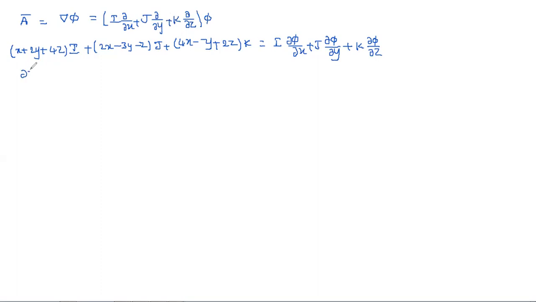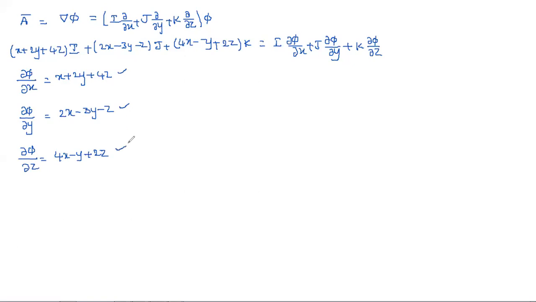Now, comparing the components of i, j and k on both sides, simply what we'll get: ∂phi/∂x is equal to the i component, x plus 2y plus 4z. Next, ∂phi/∂y is equal to the j coefficient, 2x minus 3y minus z. And next, ∂phi/∂z is equal to 4x minus y plus 2z. Okay, so integrating on both sides: this one with respect to x, this one with respect to y, and this one with respect to z.